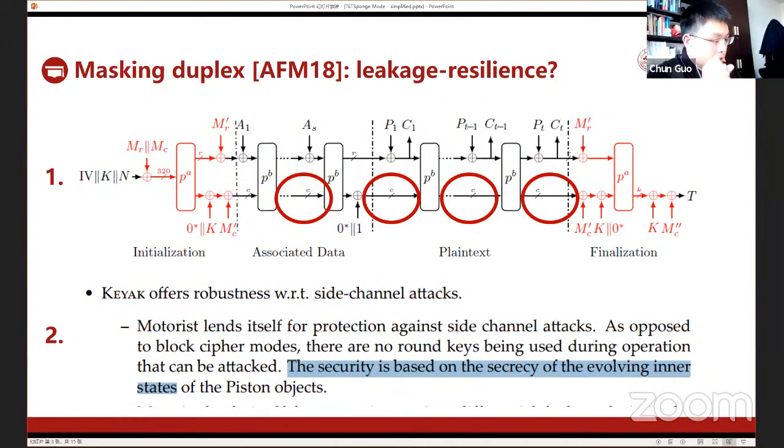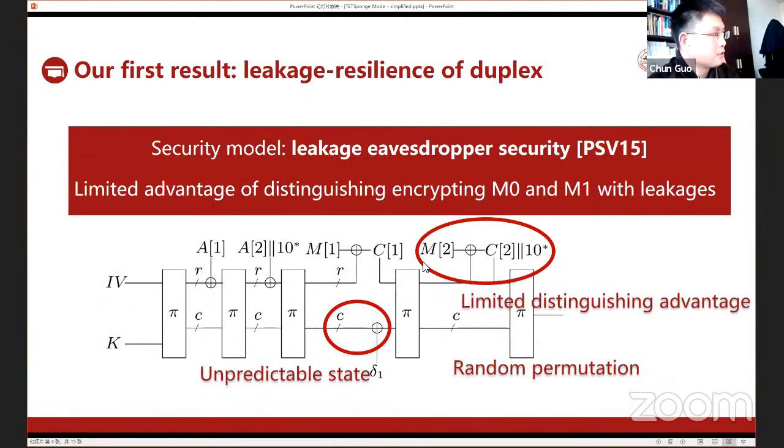Our first result is a positive answer to this question. We consider this duplex-based stream encryption, and we assume that these internal secret states are unpredictable from the leakages. So this is a minimum leakage assumption. We also assume the permutation pi is a random permutation. This seems unavoidable here. So with this, we establish the eavesdropper security with leakages for this duplex-based encryption.